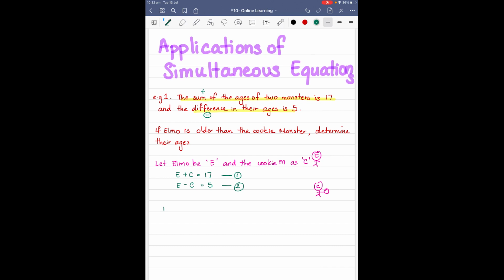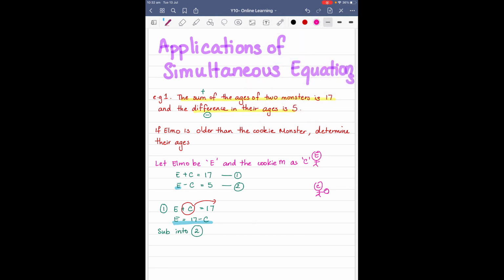I'm going to rearrange the first one to make one of the letters the subject. I'm going to make E the subject. So for E the subject, we are going to bring positive C over to the other side. We have 17 minus C. We're going to substitute this E as 17 minus C into equation number 2. So we're going to say sub into equation number 2. So we're going to rewrite it.